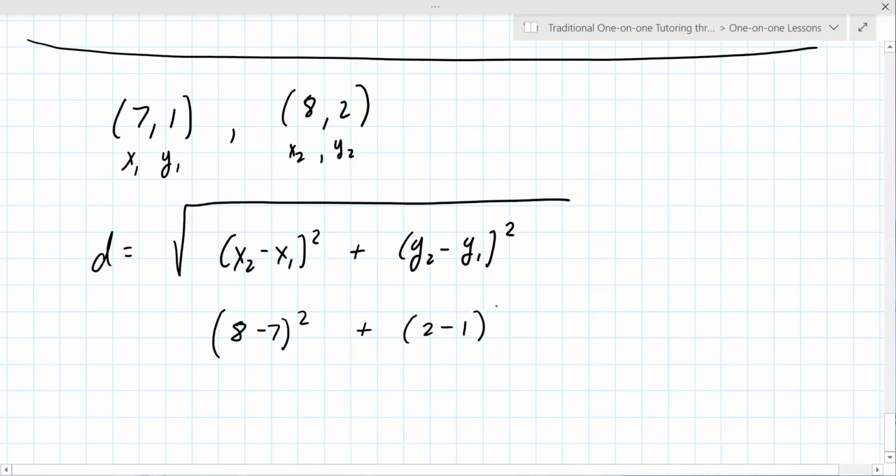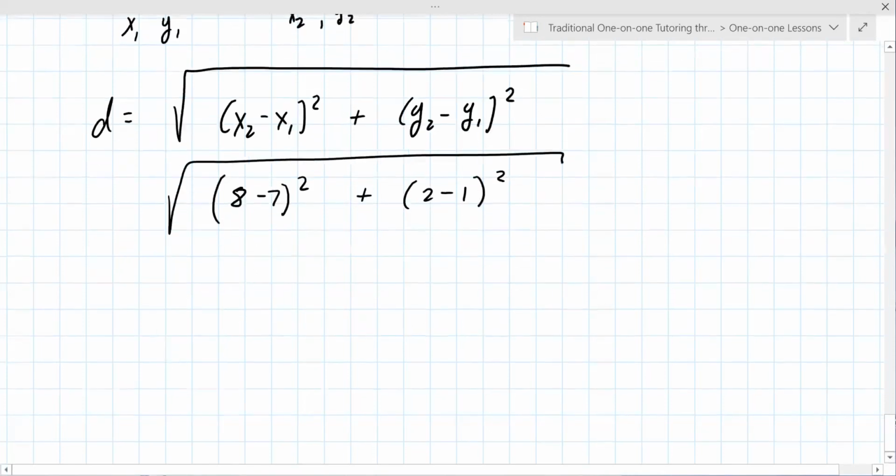Okay, so notice how I'm setting this up here. Could you just try writing this down and see if you can work through it on your own, please.